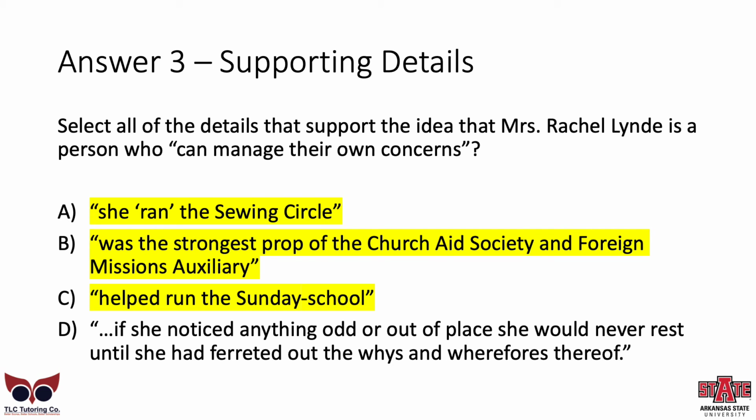The correct answer to question 3 is A, B, and C. All three of these details support the idea that Mrs. Rachel Lynde is a person who can manage her own concerns. She was concerned with running the sewing circle. She was concerned with the Church Aid Society and the Foreign Missions Auxiliary, and she was concerned with helping to run the Sunday school. However, option D refers to her concern with other people's business and her desire to know their reasons why.